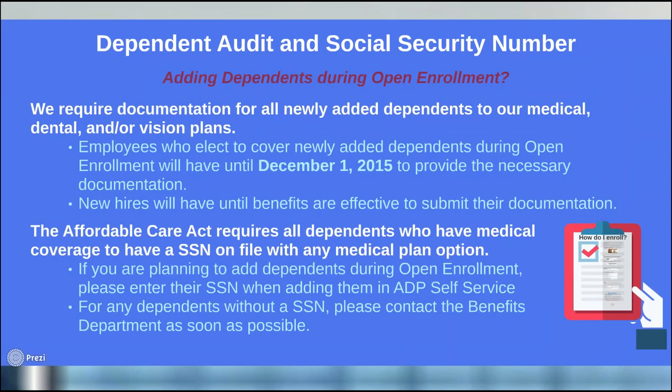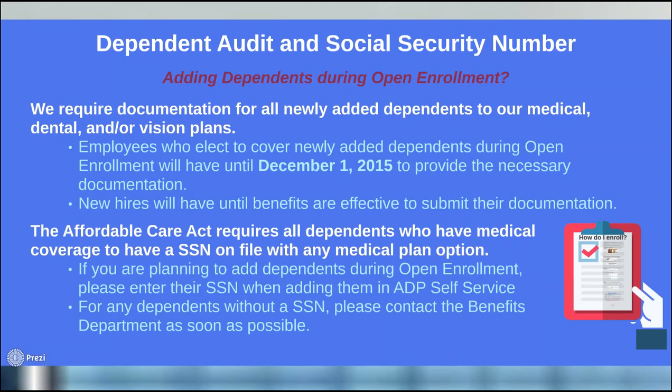So then we also have our dependent audit and Social Security audit. What happens is if you are adding a new dependent to your coverage, we will require documentation showing your relation to that dependent. If you're adding a child, it can be a birth certificate, or any tax forms as well. And for a spouse, it could be a marriage certificate, or also a prior tax form that shows them as a spouse.